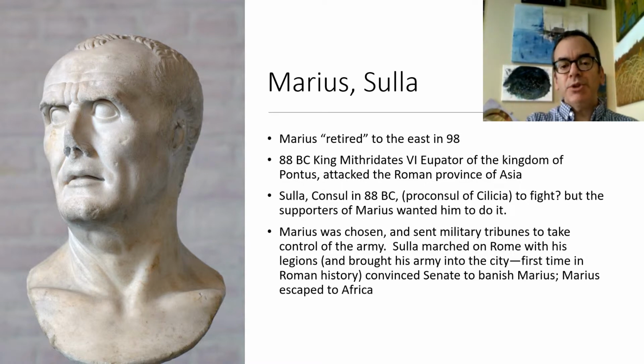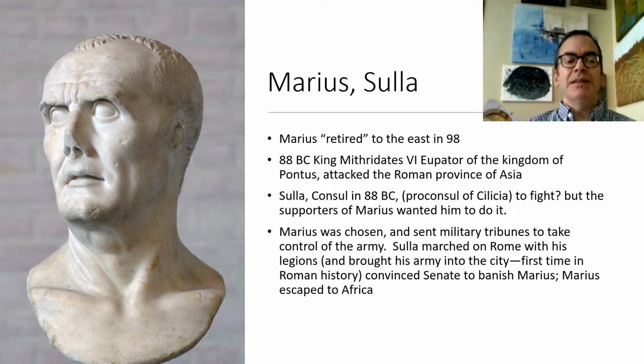Okay, so after Marius had a whole string of those consuls, you have him retiring to the east, and he was known for his fighting in that particular area and knowing the terrain. Now you also have something happening at the same time, where you've got a king named Mithridates VI. He ruled the kingdom of Pontus, and he didn't like the control that the Romans had. And so what he ended up doing is declaring war on this particular province.